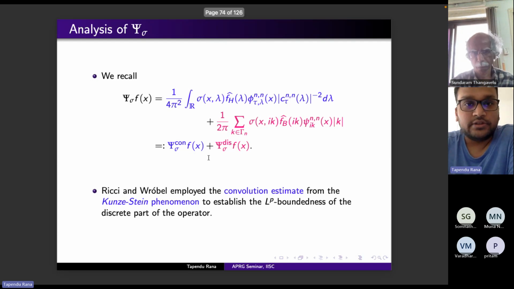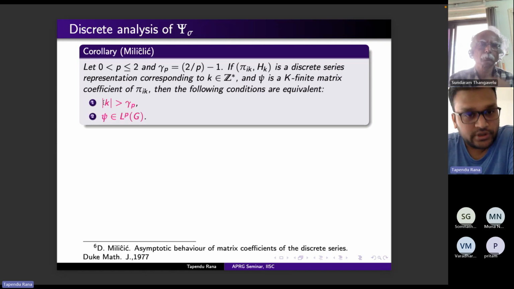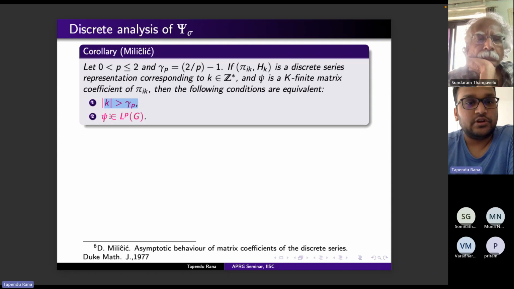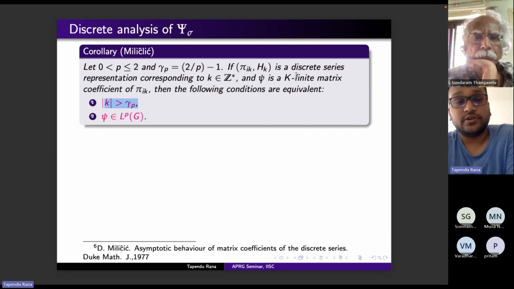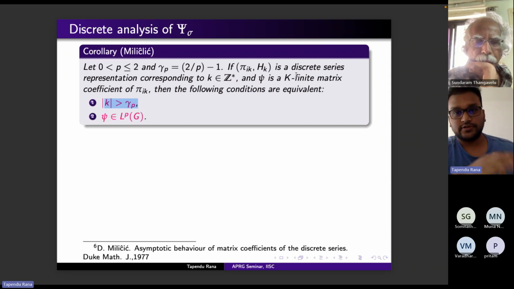More explicitly, they use this fact about the discrete Fourier transform, discrete matrix coefficients: if we take 0 less than p less than or equal to 2 and gamma p equal to 2 by p minus 1, then mod k greater than or equal to gamma p if and only if psi belongs to L p G, where psi is a K-finite matrix coefficient of pi I k. And they use this and the convolution phenomenon to get the boundedness property of the discrete part of the multiplier operator. But in this Sjögren operator case, we are also interested in the weak type 1 estimates of the discrete part of the operator.